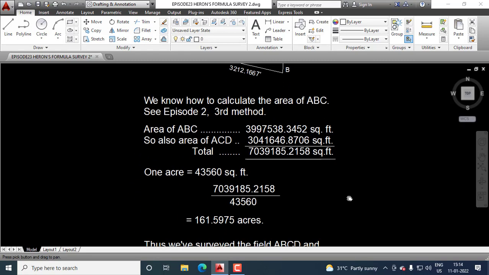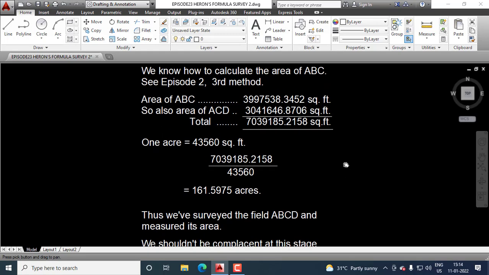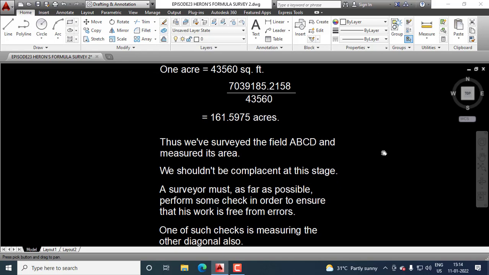1 acre is equal to 43,560 square feet. So if we divide this figure by 43,560, we get the area in acres. After division, we get this figure, 161.5975 acres. Thus, we surveyed the field ABCD and measured its area.